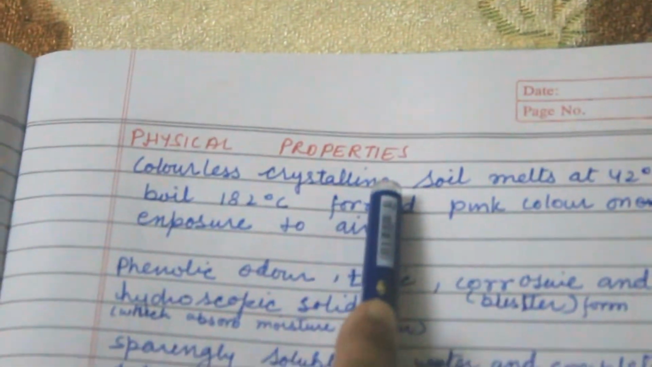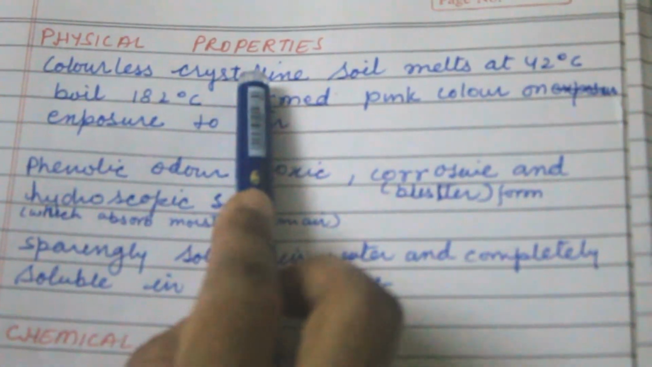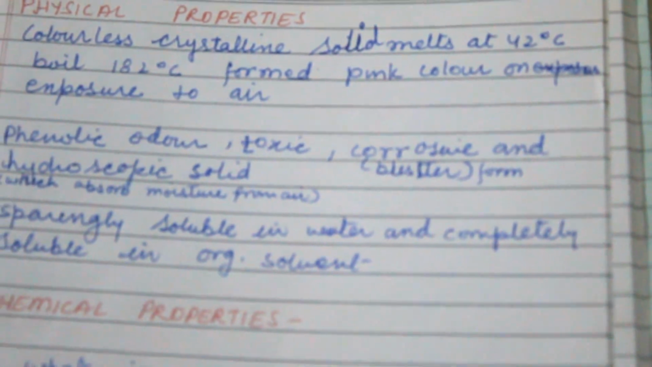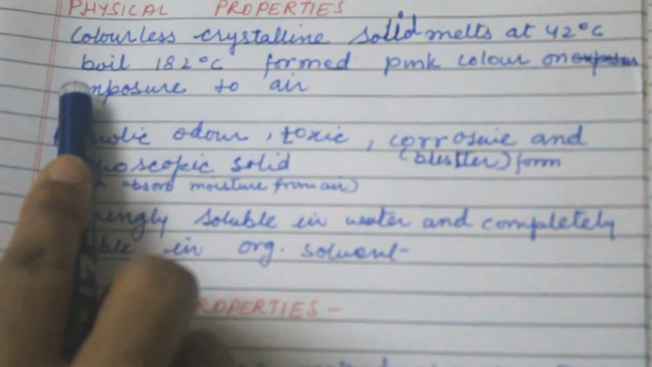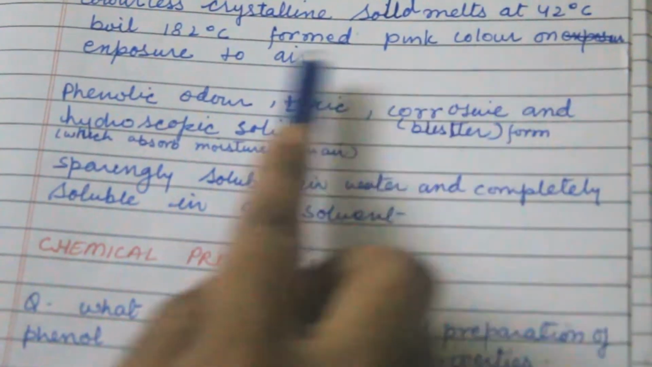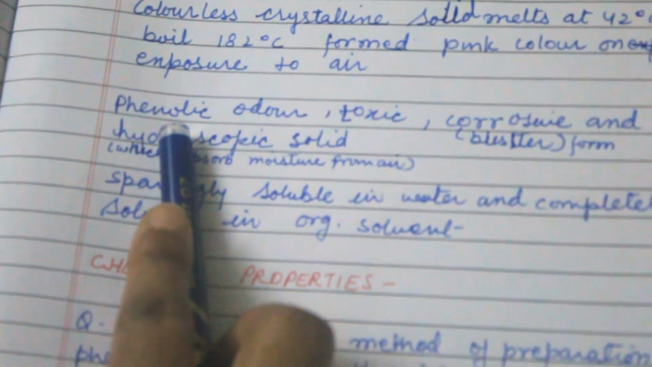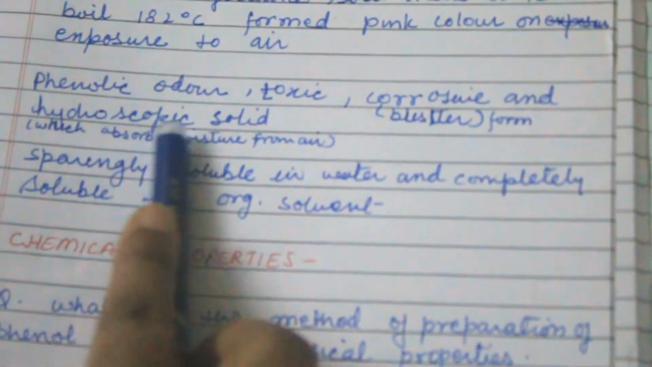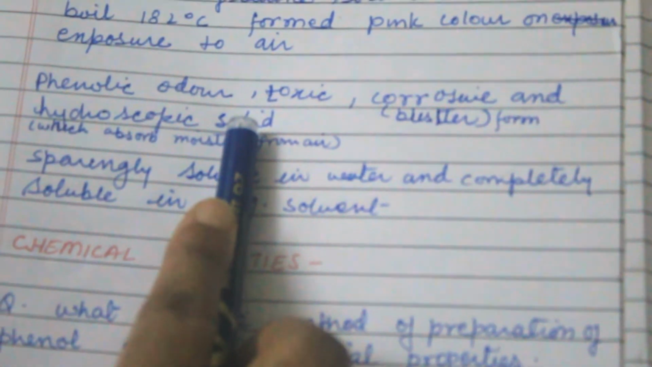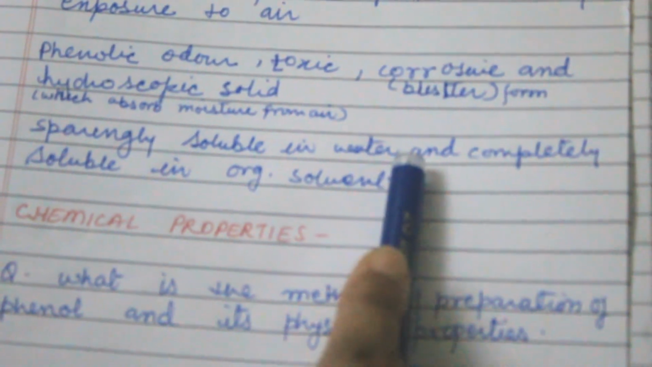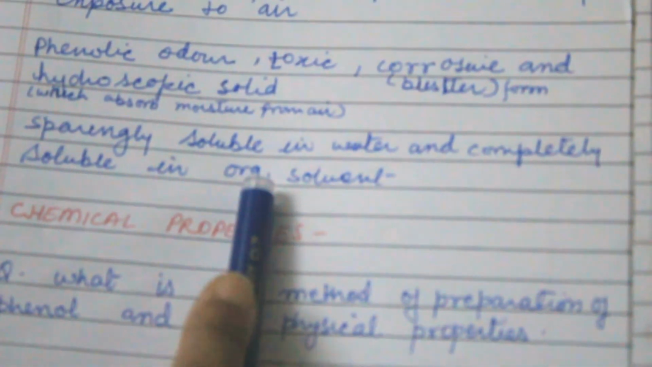Now physical properties. It is a colorless crystalline solid. It melts at 42 degree centigrade, boils at 182 degree centigrade, and forms pink color on exposure to air. It has a phenolic odor, it is a toxic, corrosive and hygroscopic solid. Hygroscopic solid means which absorbs moisture from the air. It is sparingly soluble in water and completely soluble in organic solvent.